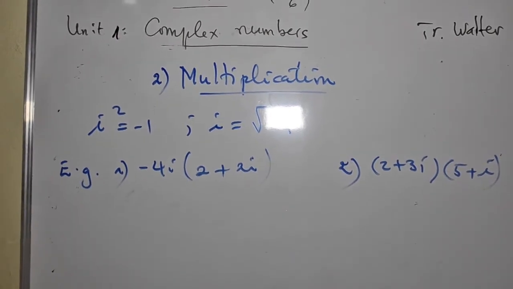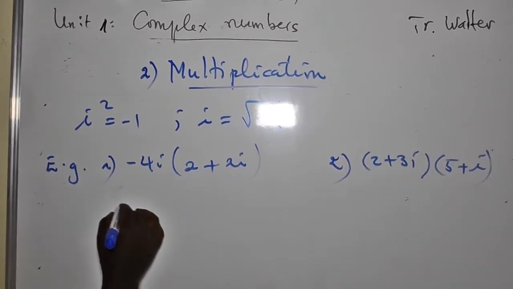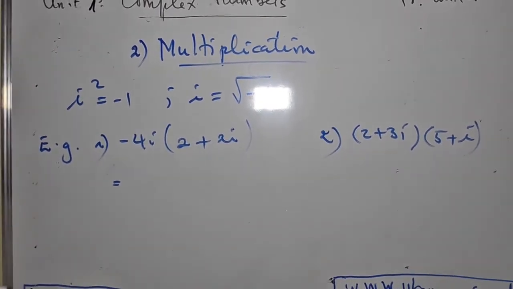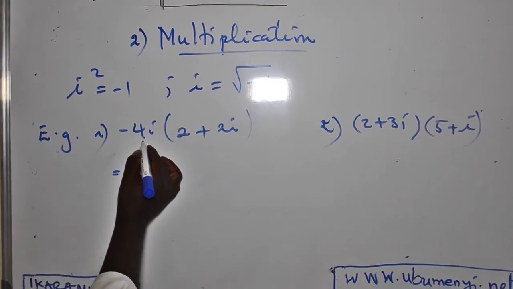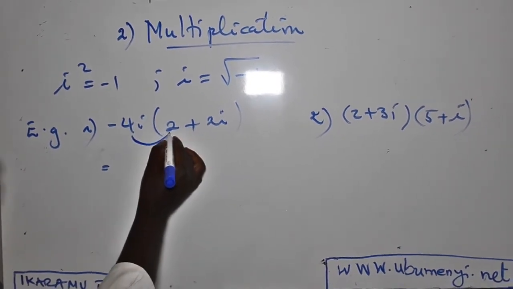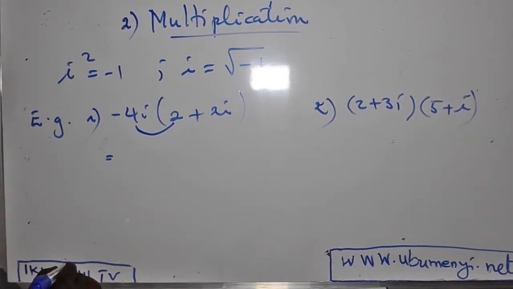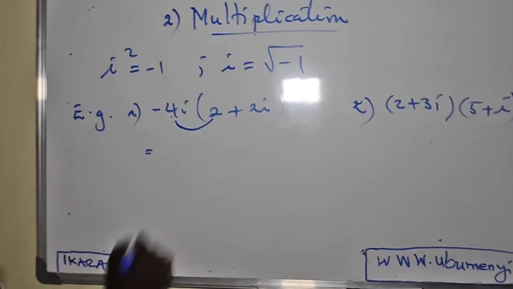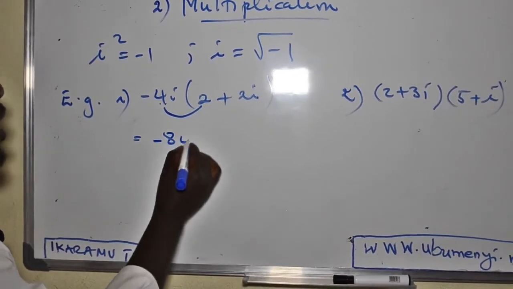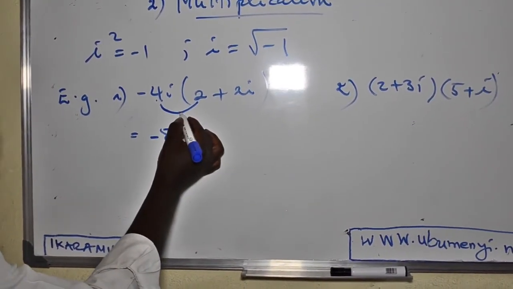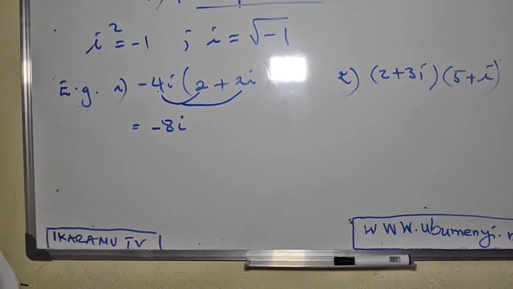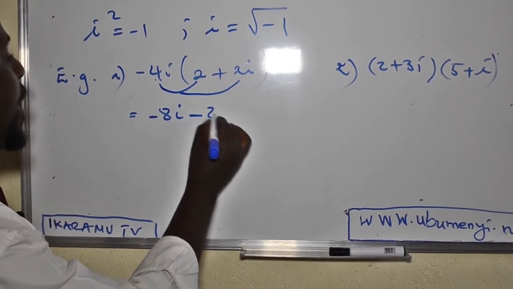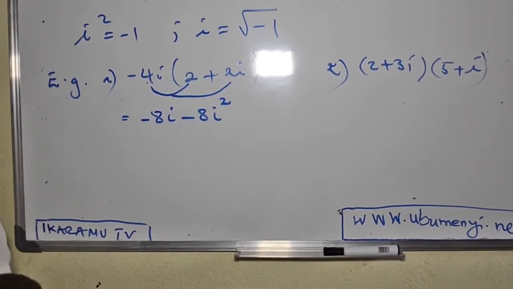Number 1, we have to multiply. So what do we do to multiply? We can use here the distributivity rule. You know about the distributivity rule, we distribute multiplication over addition. That is negative 4i times 2, and this will give us negative 8i. And we again distribute negative 4i times 2i, which will give us negative 8i squared.